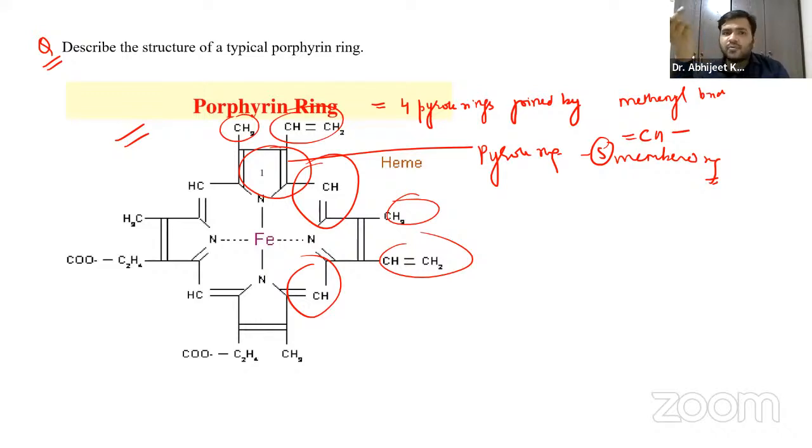Based on the side chains, guys, you already know we can have different porphyrins. We can have uroporphyrin, we can have coproporphyrin, we can have protoporphyrin. So we can have different ones based on the side chains. That we have already discussed before also.